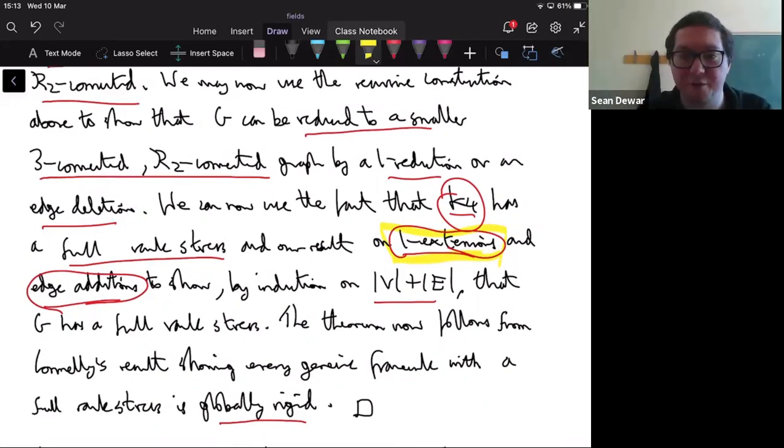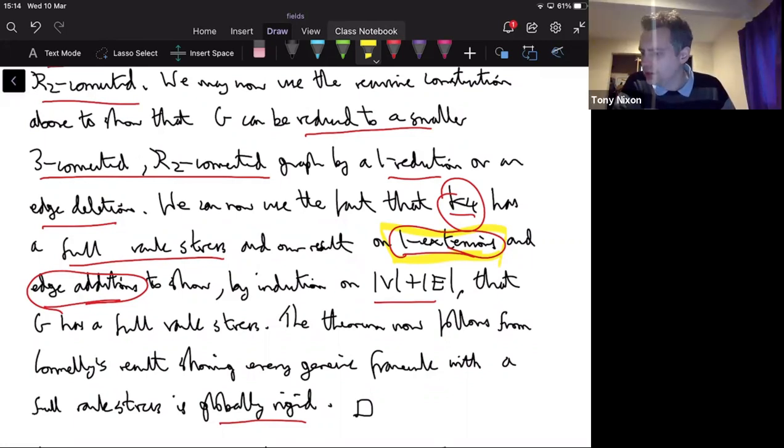So Tony, I have a question actually. Connelly's result shows that a generic framework with a full rank stress is globally rigid. But you're actually proving, I guess, something slightly stronger than that, because it's saying that if you have one generic framework with a full rank stress, then all generic frameworks will have a full rank stress.